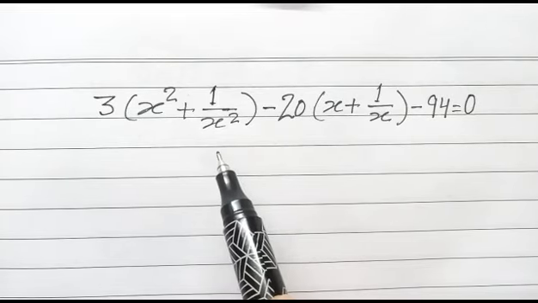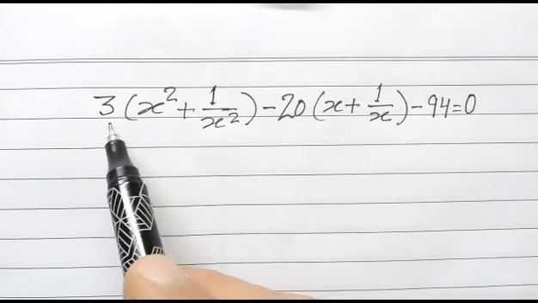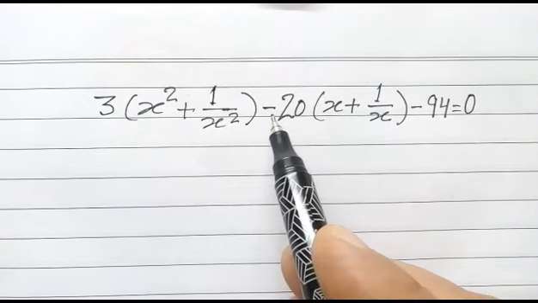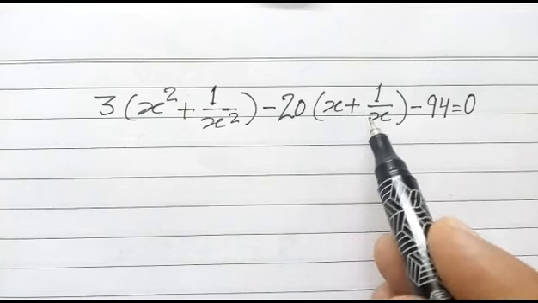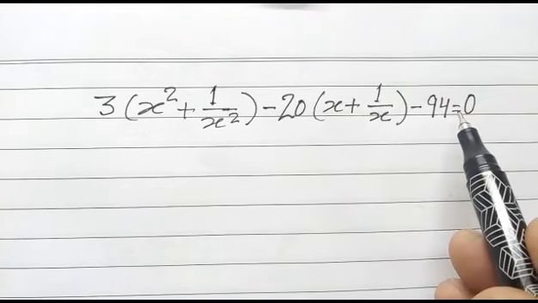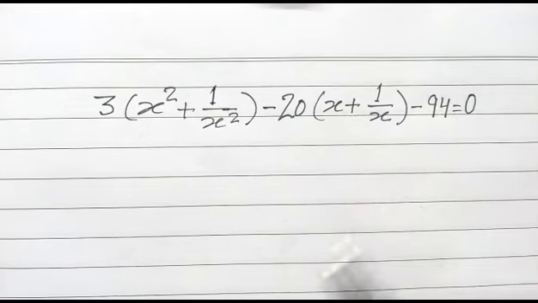Hi friends, today we have a nice quadratic equation: 3(x² + 1/x²) − 20(x + 1/x) − 94 = 0. Okay, so let's start.